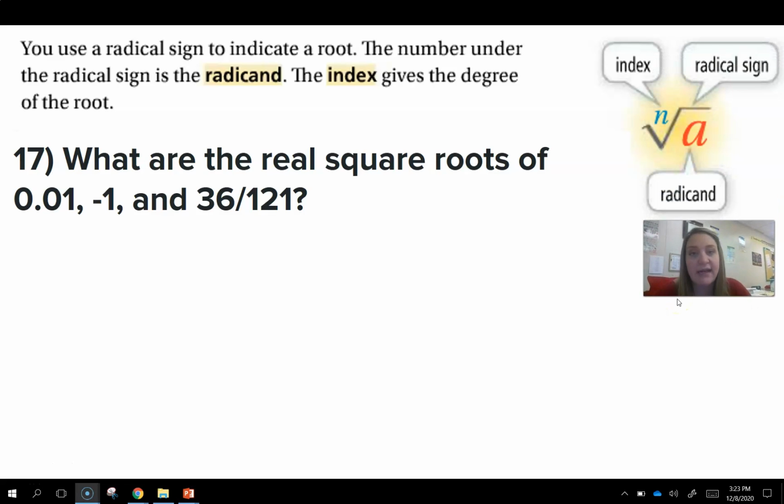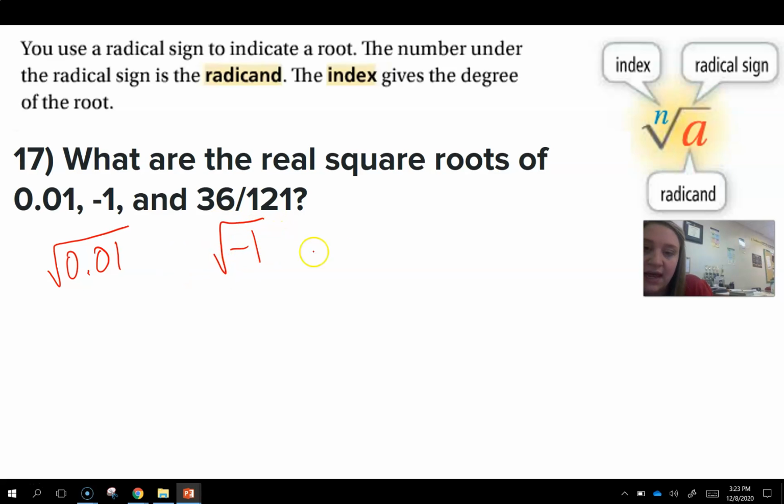You use a radical sign to indicate a root. You know this. The number under the radical sign is called a radicand, and the index gives the degree of that root. So what are the real square roots of 0.01, negative 1, and 36 over 121? Okay, well, let's think about it. So a real square root. That means the square root of 0.01. It wants to know the square root of negative 1. And it wants to know the square root of 36 over 121. Oh my gosh, I said it. I didn't write it. There we go.